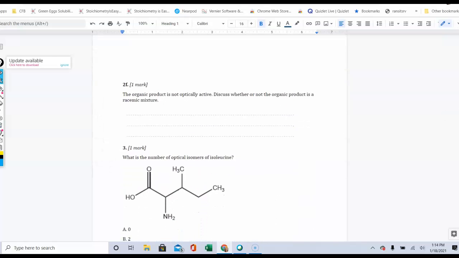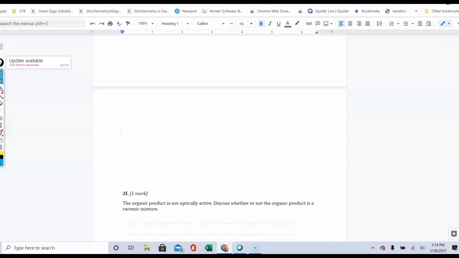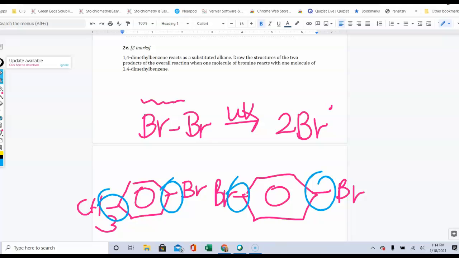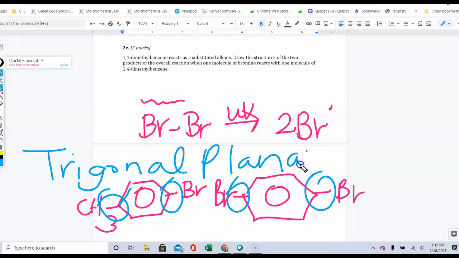All right. The organic product is not optically active. Discuss whether or not the organic product is a racemic mixture. Okay, so let's go back to reminding ourselves what we have here. Do we have an organic product that is not optically active? And so we have to think about what is going on here. And let's just remind you that what we really have at any given moment is a double bond there and a single bond here, and we really just have a trigonal planar format. We still have that trigonal planar format.